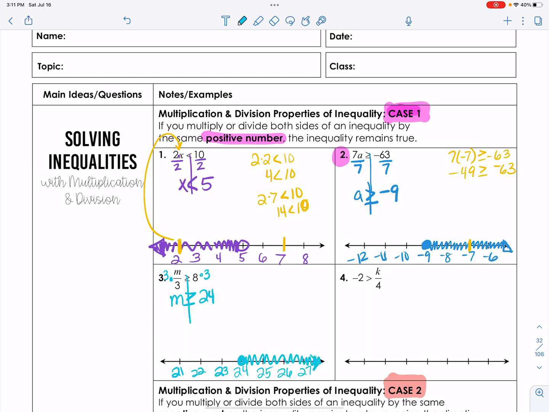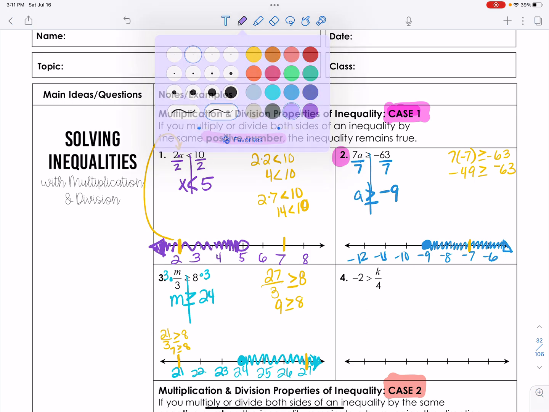So like if I pick 27, doing the yellow again, just to show you. So 27 divided by 3 is greater than or equal to 8. So 27 divided by 3 is 9, and that is greater than 8. Now if I pick 21, 21 divided by 3 is greater than or equal to 8. That's 7. Is 7 greater than 8? No. So the shaded region is giving me all the things that work.